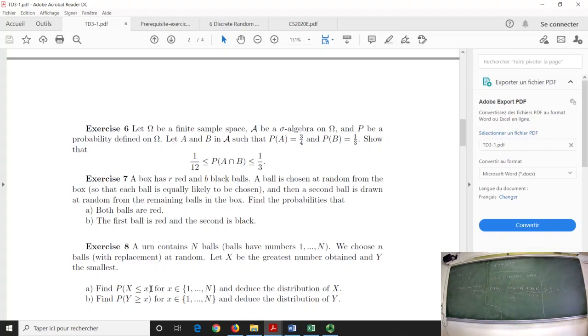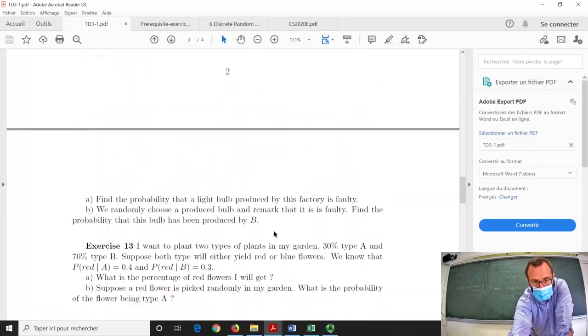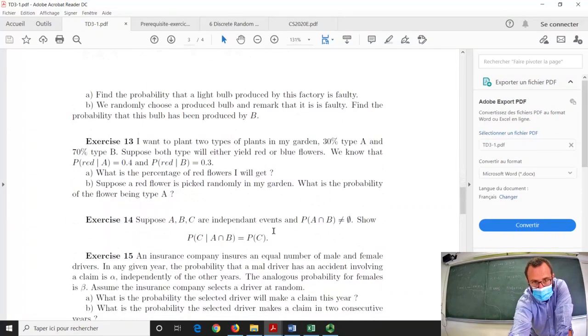So I have done exercise 6. For the next session, you will do this one at home. A very, very basic exercise, that is exercise 13. I want you to do this. Exercise 13 for the next session.